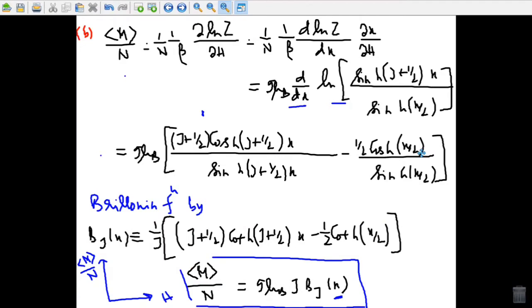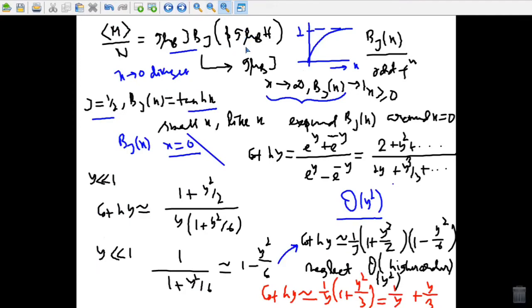Now we define the Brillouin function B_J(x) equals (J plus half) coth((J plus half)x) minus half coth(x/2). And we can write the previous expression of average magnetization over N in terms of the Brillouin function as g mu_B J B_J(x), or using the definition of x, one can write the average magnetization over N equals g mu_B J B_J, substituting the value of x, beta g mu_B h, this way.